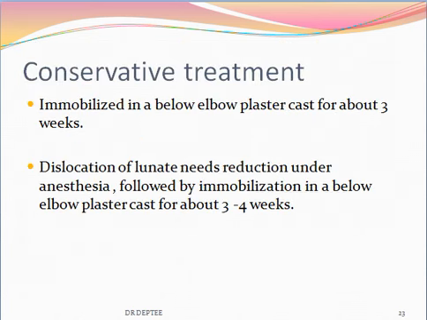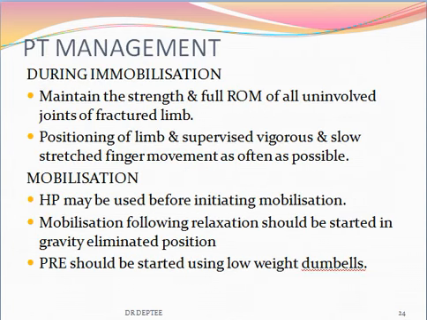Now the management of lunate fracture or dislocation. The conservative management involves immobilization in a below elbow plaster cast for about 3 weeks. Dislocation of lunate needs reduction under anesthesia followed by immobilization in a below elbow plaster cast for about 3 to 4 weeks. Physiotherapy management will be divided into two phases, first during the immobilization and second during the mobilization.